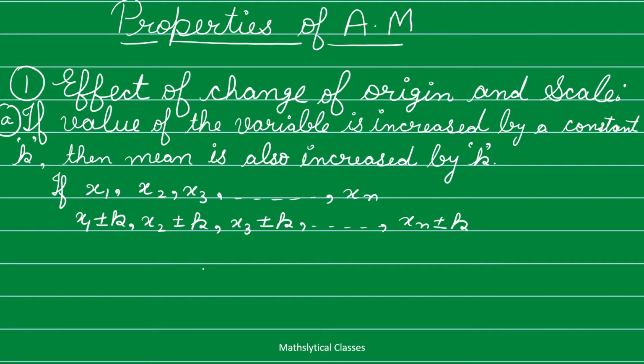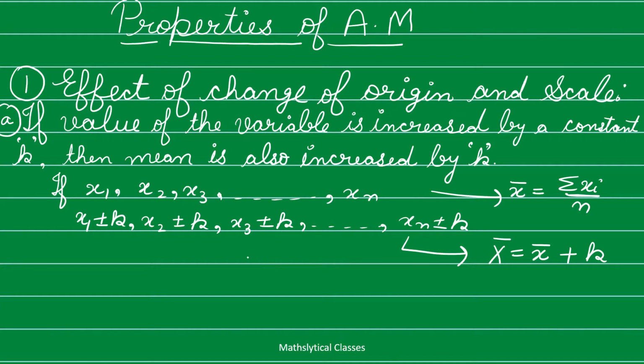If x bar is the mean of this series, it is given by summation xi divided by small n. This property says that if x bar is the mean of this series, then the new series so obtained, x1 plus k, x2 plus k, x3 plus k, the mean of this new series is equal to the old mean plus the constant k. So this is the meaning of this first property.